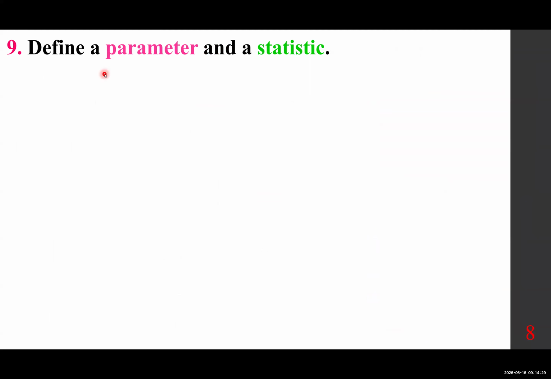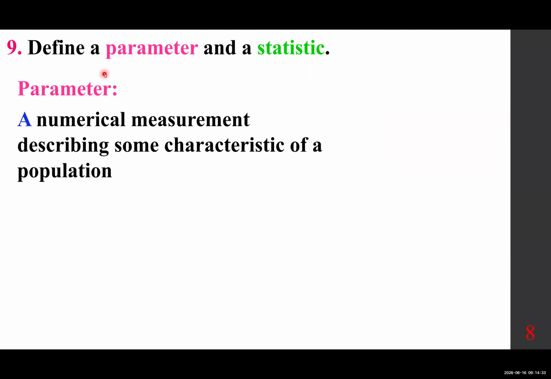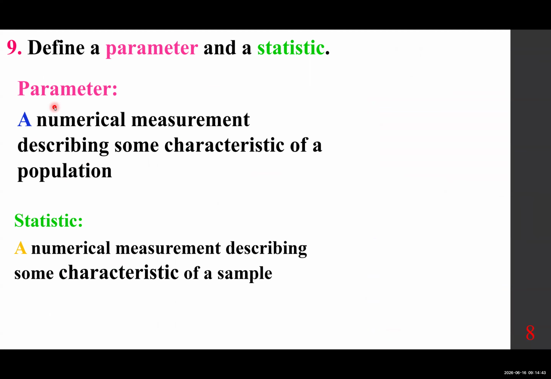Define a parameter and a statistic. A numerical measurement describing some characteristic of a population is called a parameter. A numerical measurement describing some characteristic of a sample is called a statistic.